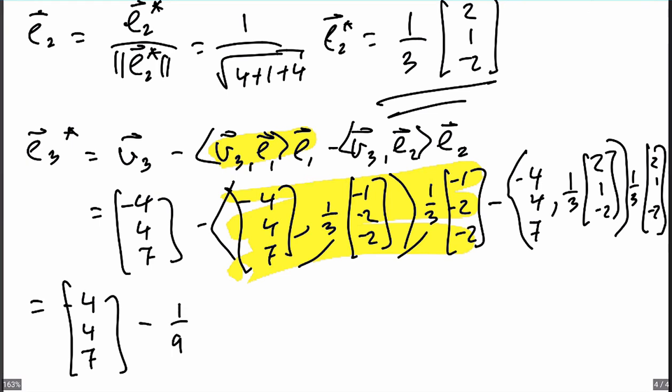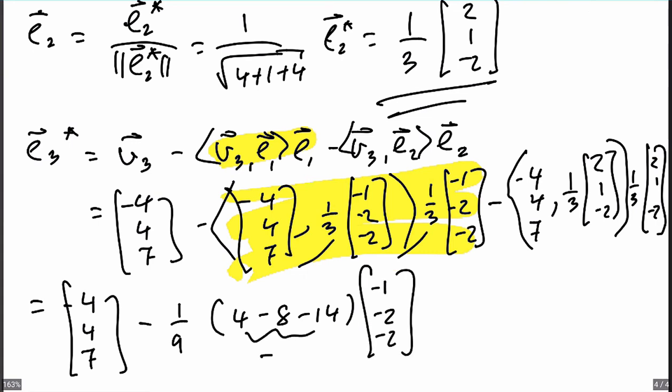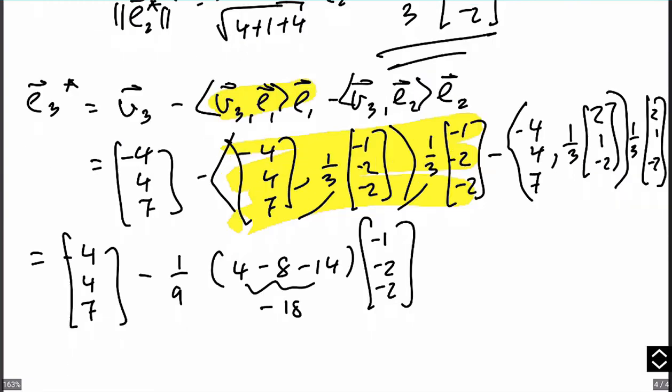Then the inner product is minus 4 times minus 1, that's 4. 4 times minus 2 is minus 8. 7 times minus 2 is minus 14. And the vector is minus 1, minus 2, minus 2. Here this is minus 18. So altogether this will be plus 2. And then minus, collecting the 1/3, that's 1 over 9.